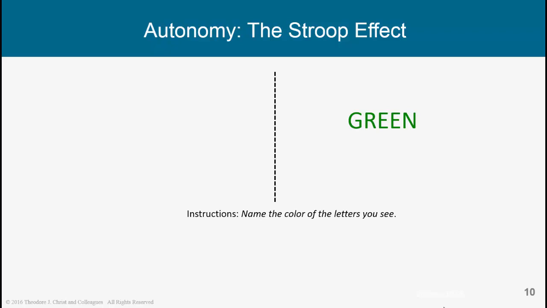Now, if we see this, it's a much more comfortable task, and it's easy for us to identify the color of the letters because the meaning and the activity of naming the color of the letters correspond with each other. Now, the automaticity of the word green is greater than the automaticity of color identification of the letters. Let's illustrate this in one other way.